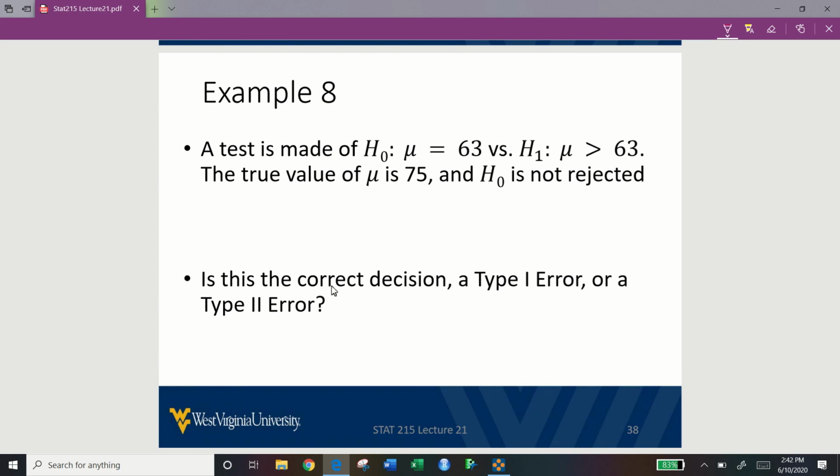A test was made of the null hypothesis mu equals 63 versus the alternative mu is greater than 63. The true value of mu is 75, and the null hypothesis is not rejected. So the truth, well, if mu is 75, that is greater than 63. So that means our null is false. Our decision was that h naught is not rejected.